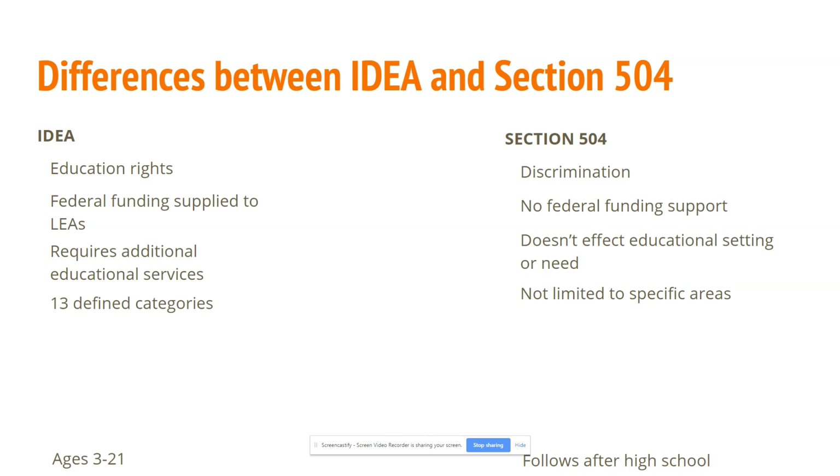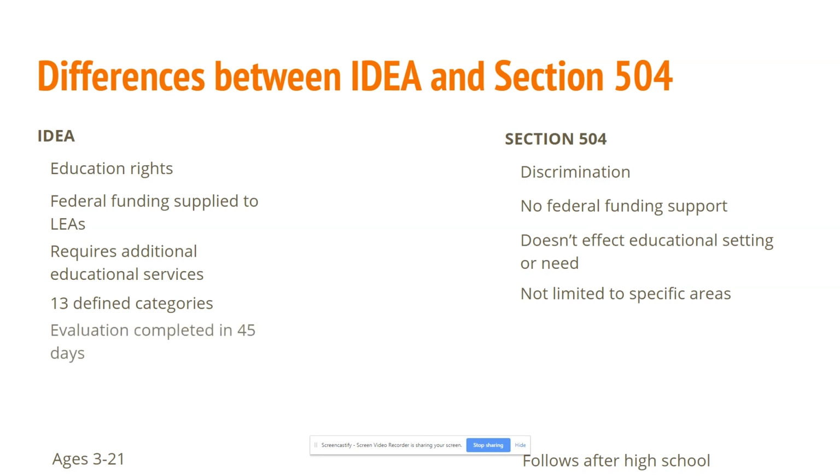So to that end, IDEA has 13 very specifically defined categories that a student has to fall under, and there's parameters within each of those categories per state on how a student qualifies. Section 504 is not limited to specific areas because it could just be evidence of having any kind of disability. It could be physical, intellectual, emotional, but it doesn't have to fit in one of those categories.